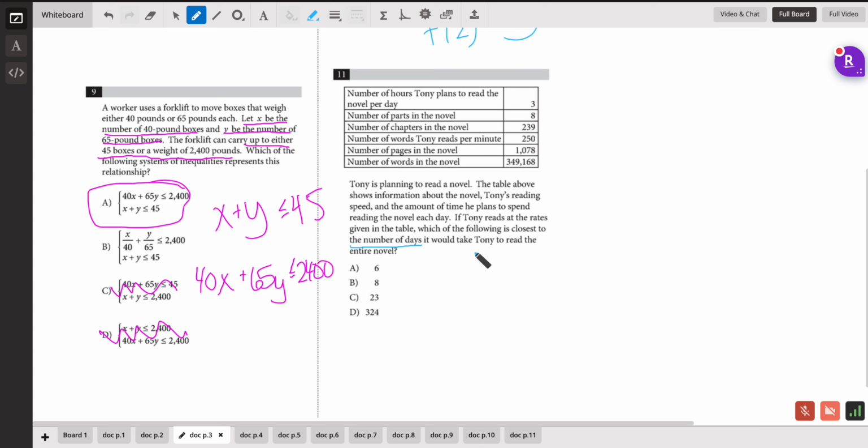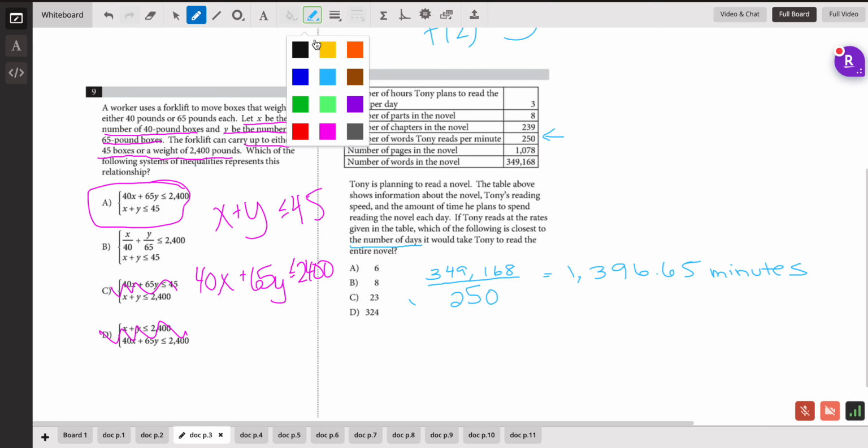Okay, so we're trying to figure out how many days it's going to take. So I know that there are 349,168 words in the novel. So let's start there. 349,168 words. And I know that he reads 250 words per minute. So let's go ahead and divide the words by words per minute. And that's going to tell me how many minutes he took. So he took 1,396.65 minutes.